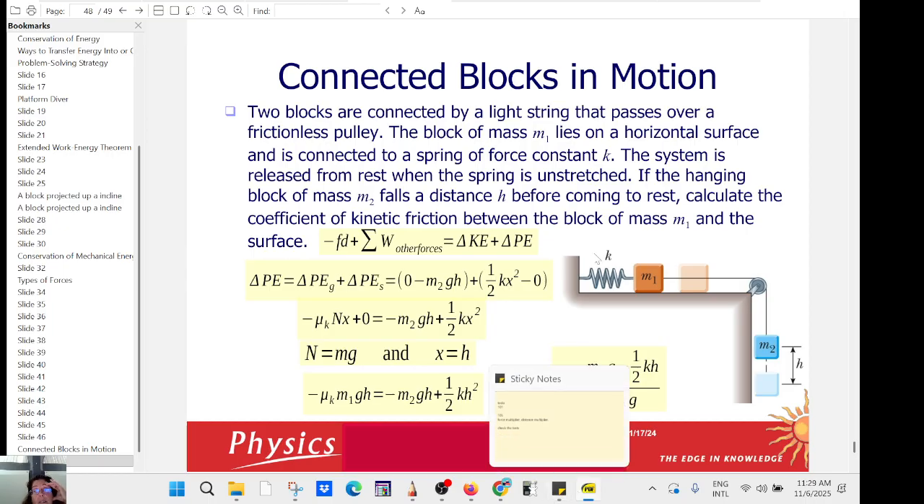Okay, they were asking for the coefficient of friction. You see, they have the same equation, right? You start with potential energy, M2 G H, that will go into elastic potential energy minus the work done by friction. Any question?